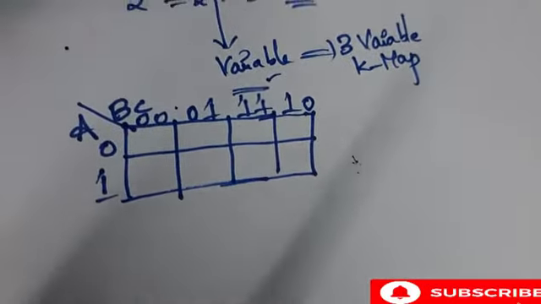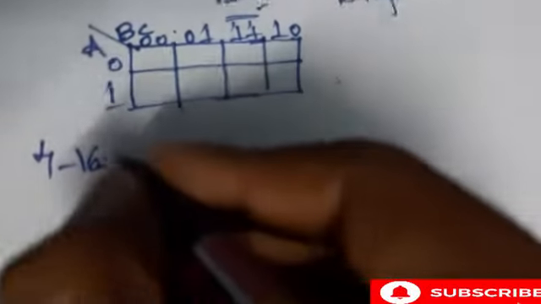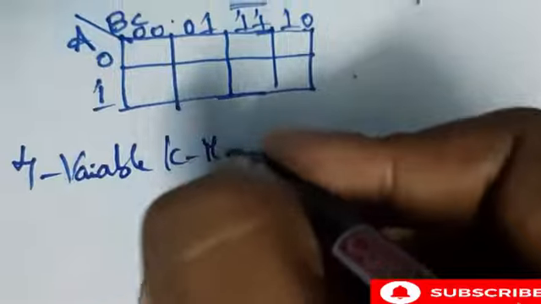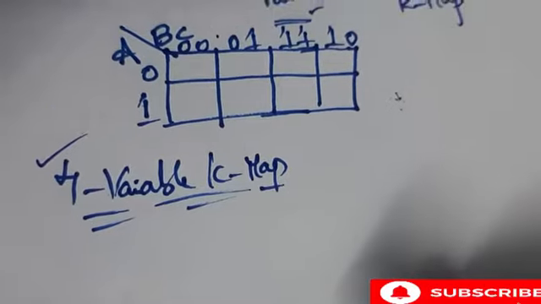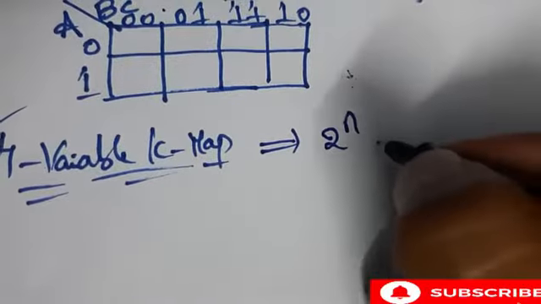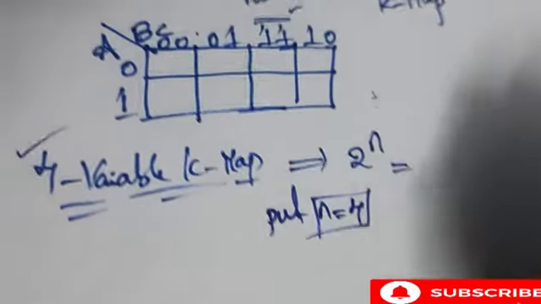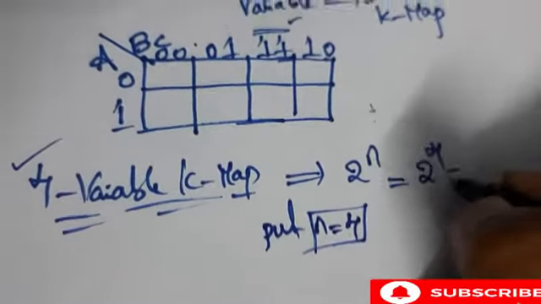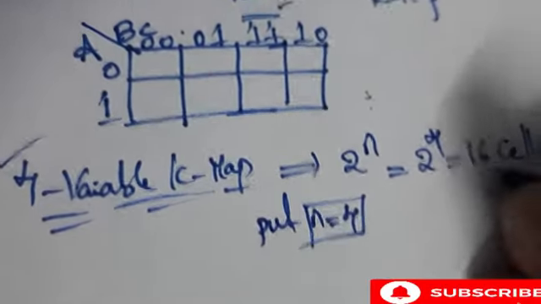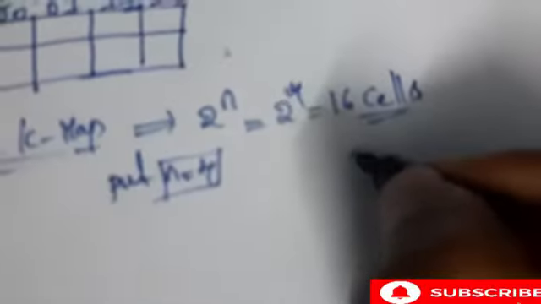Let's see the 4 variable K-map. 4 variable K-map means 4 will be the variables. We already know the formula 2 power n. Here put n equal to 4, right? You will get 2 power 4. That means 16 cells, right? 16 cells. Let's see.